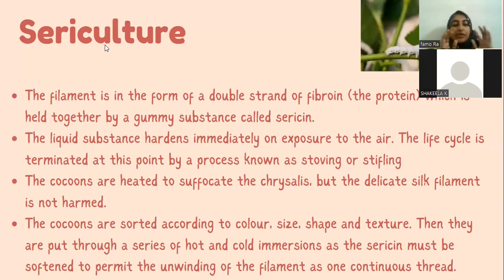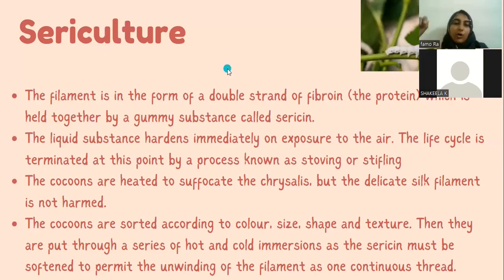Okay, so first, after the silkworm produces the cocoon, you heat it, and then the chrysalis, the growing moth, will die. It will get suffocated and it will die, and the cocoon is preserved. And all the cocoons are collected and sorted according to their color, size, shape, texture, etc. Then they are put through a series of hot and cold immersions, because the sericin must be softened. Then only you can reel the silk out of it.